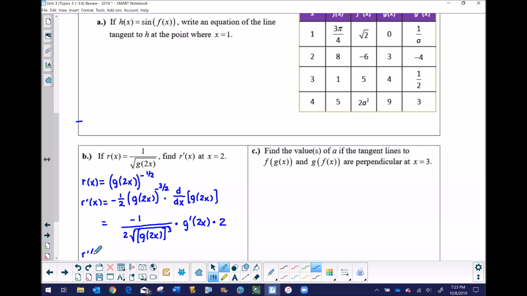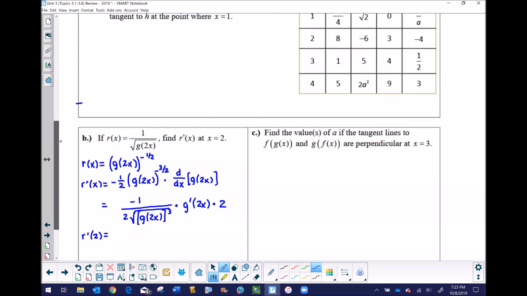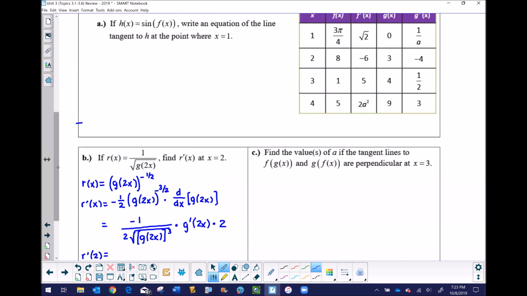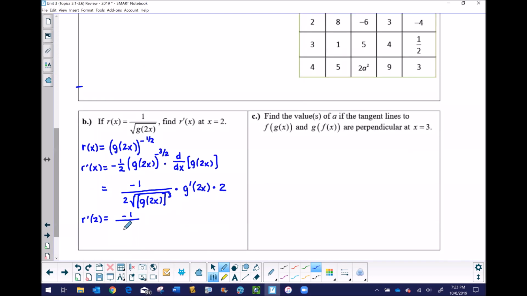Now we are going to plug our 2 in for x. About the time that I need the chart, I have to scroll away from the chart. That's just my luck, isn't it, guys? So I've got negative 1 over 2. I'll scroll back up in a moment. And then we have the square root of g of 4. And then whether you square root first or cube first, it makes absolutely no difference. You'll get the same answer. Let's say I want to cube after I square root. And then while I'm here, let's replace this x with a 2, and we have that.